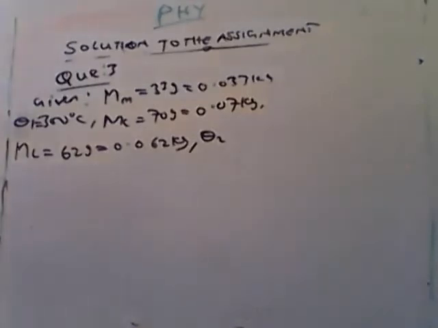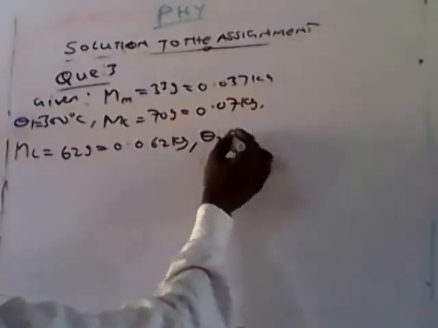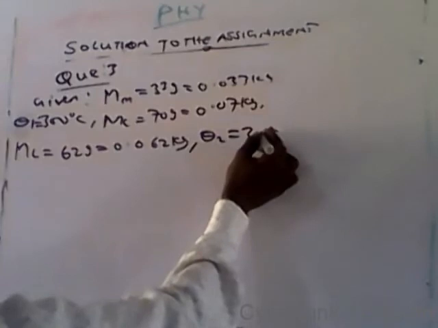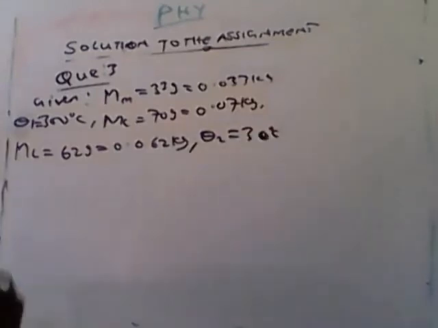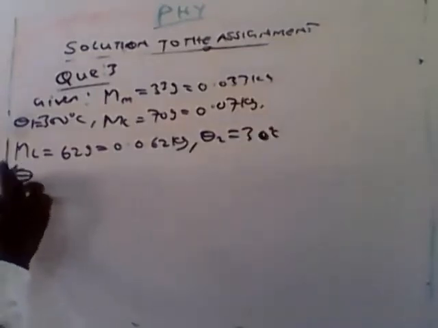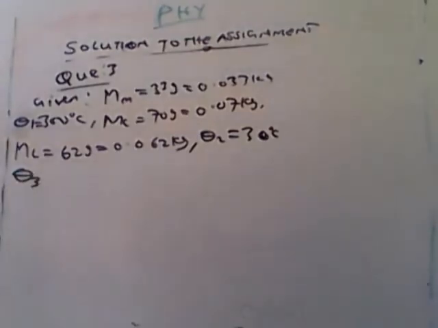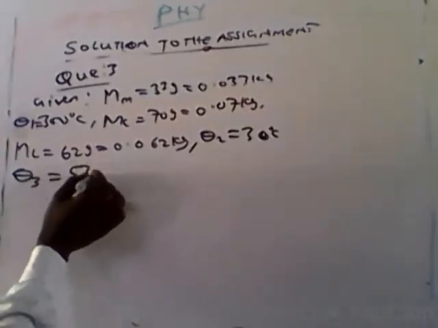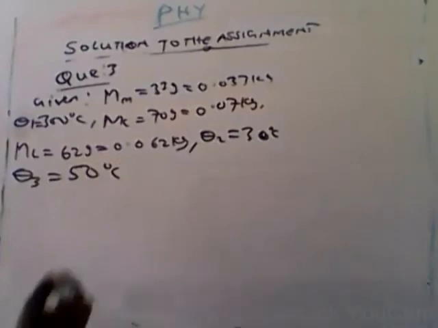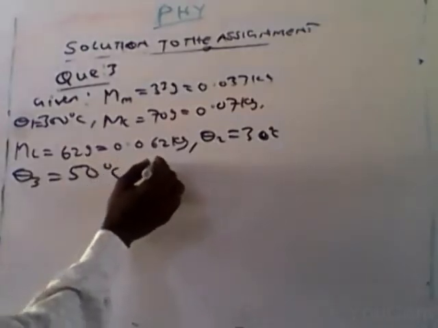And then θ2, that is the initial temperature of the liquid and the calorimeter, equals 30 degrees Celsius. And the final temperature of the mixture, that is the material and the liquid, is given to be 50 degrees Celsius. Then we are now looking for the specific heat capacity.